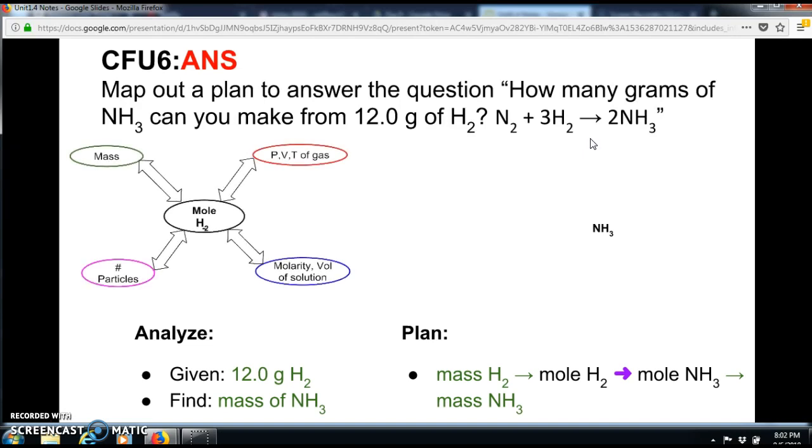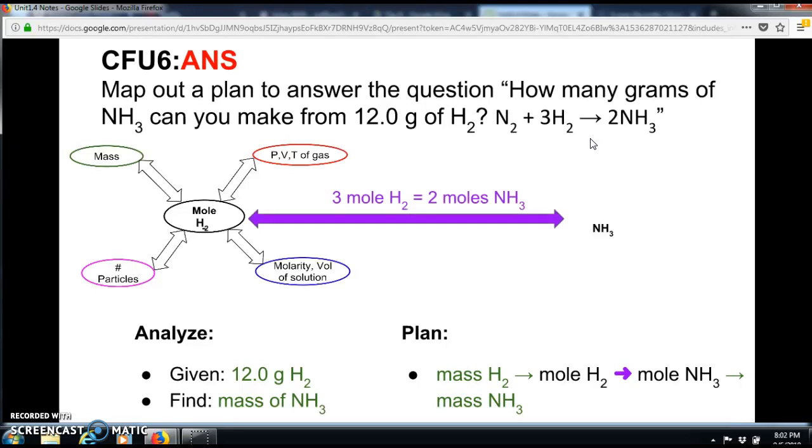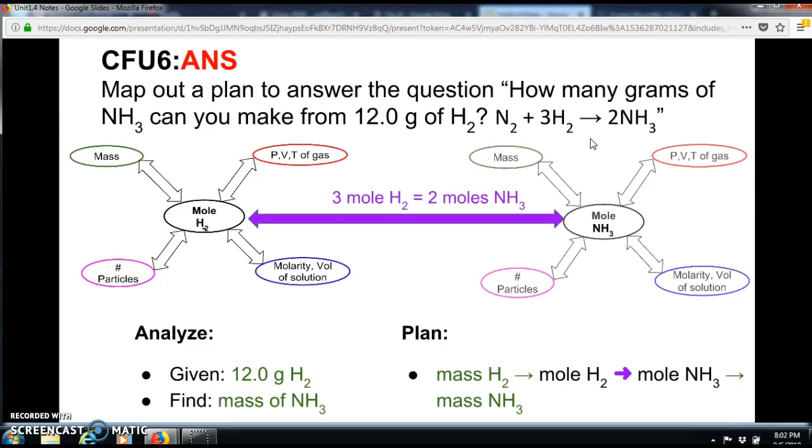Okay, so we're starting off with H2. You have mass of H2, and then from there you want to get to mass of NH3. So we're starting here, mass of H2. We go to moles of H2. Use the mole ratios to go from moles of H2 to moles of NH3. Once we have the moles of NH3, we can go now to the mass of NH3.